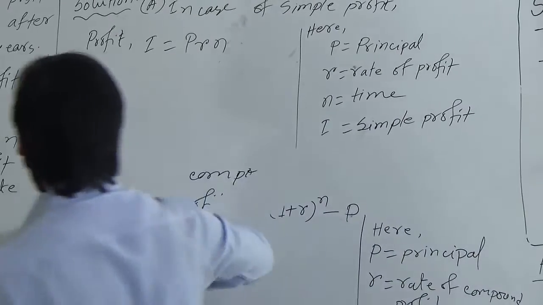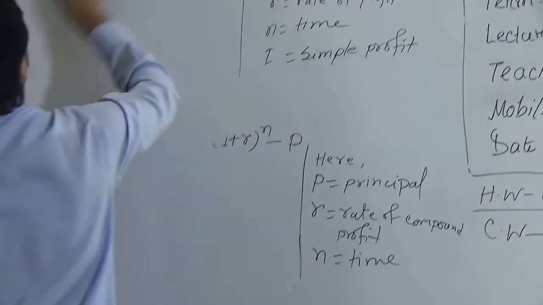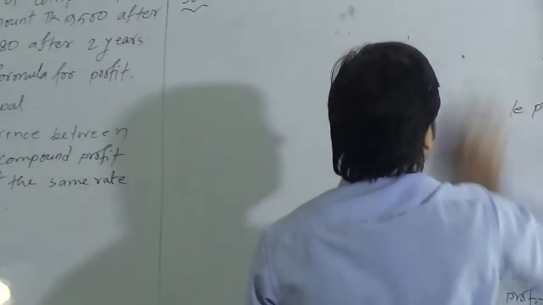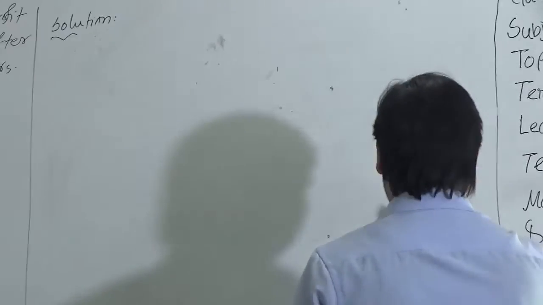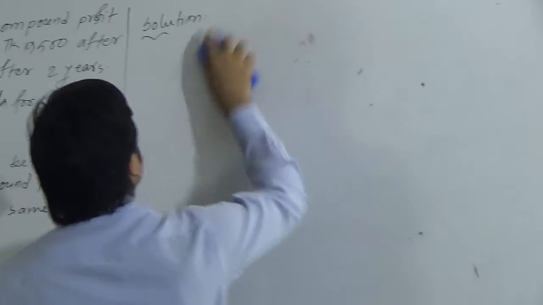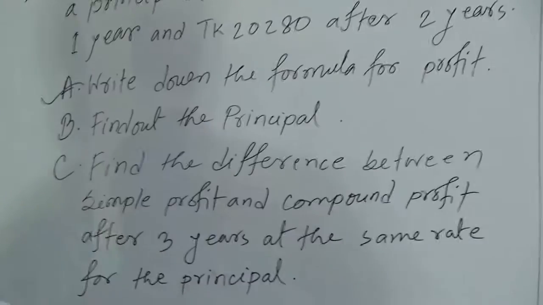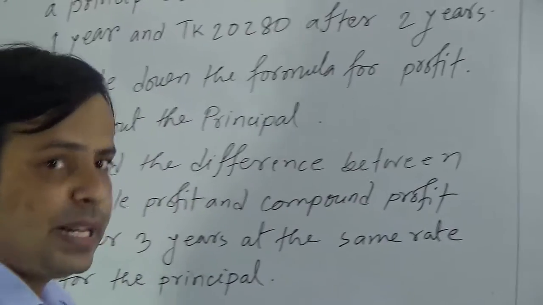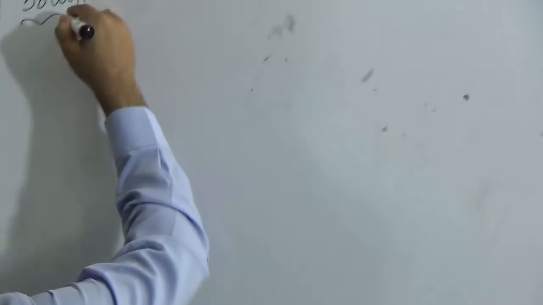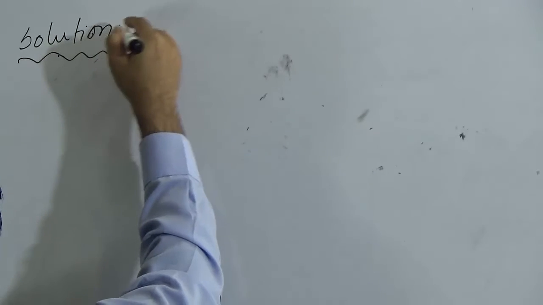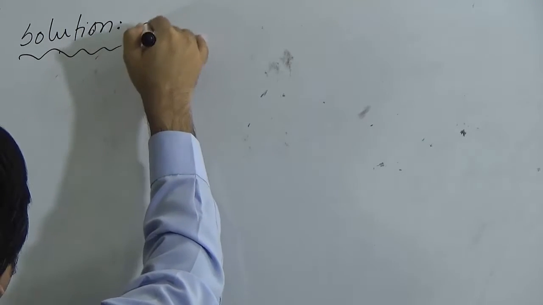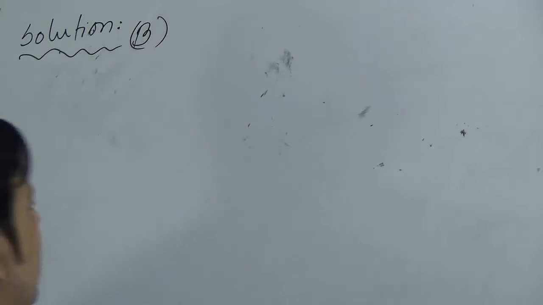What is question B? Now see question B at first. Find out the principal. We need to determine the principal from the information given in the stem. We need to determine the principal. To determine the principal, at first we can consider the principal.